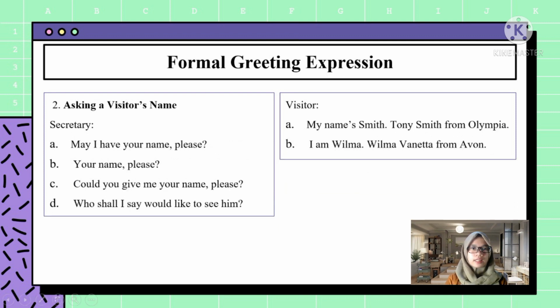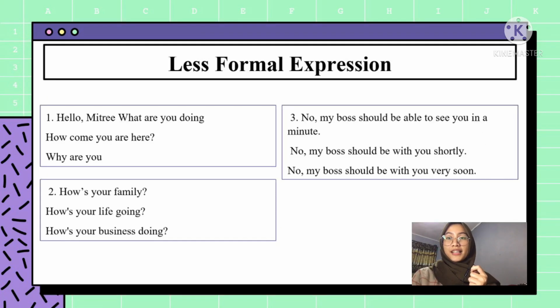The second is asking a visitor's name. The secretary can say, "May I have your name, please?" Or, "Your name, please?" Or, "Could you give me your name, please?" Or, "Who shall I say would like to see him?" And the visitors can say, "My name's Smith, Tony Smith from Olympia." Or, "I'm Wilma Venita from Avon." Less formal expression.